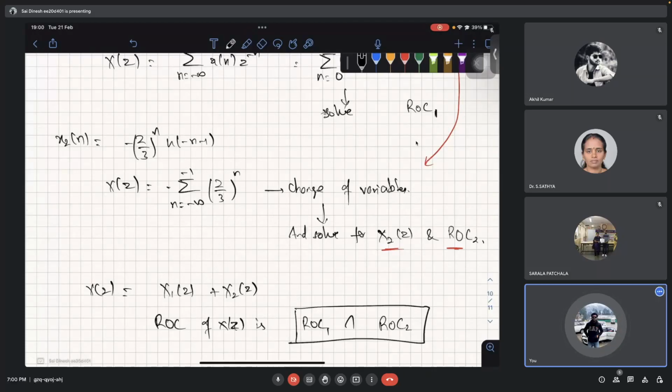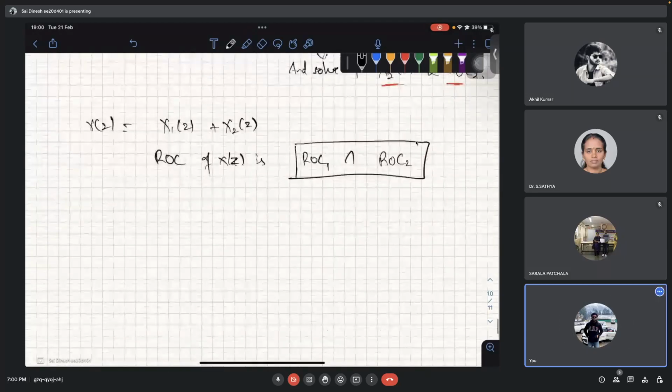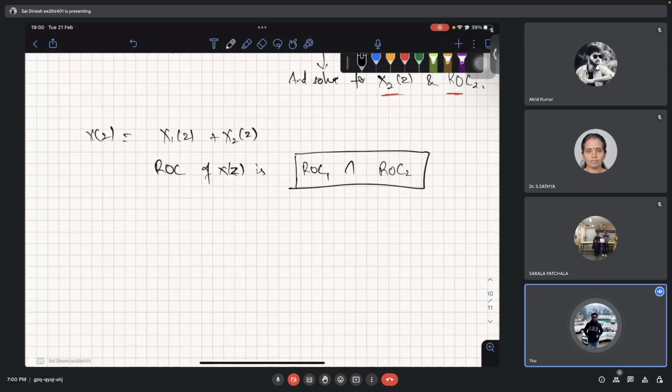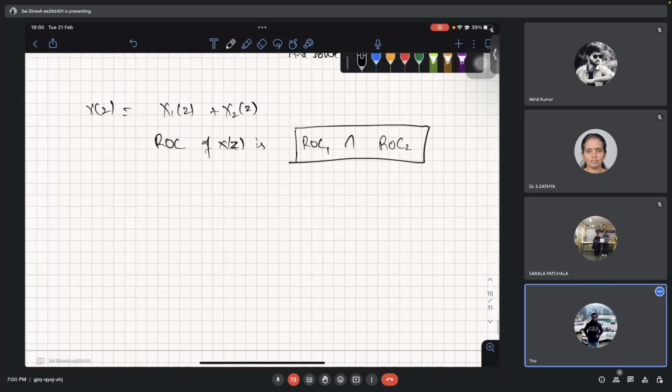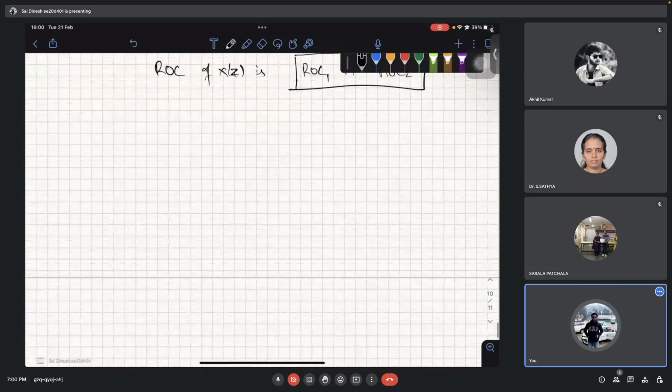So yes, this is the signal. This is the seventh question of the assignment. Now let's go to the eighth part. So eighth question, any doubt until this point?